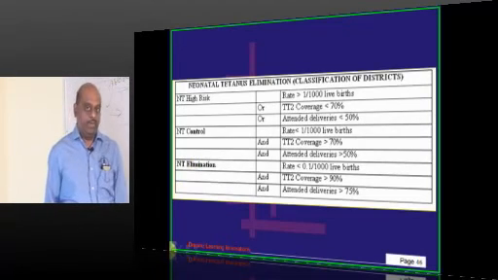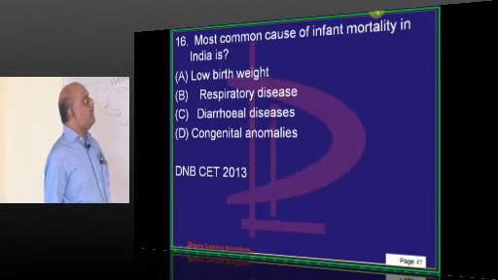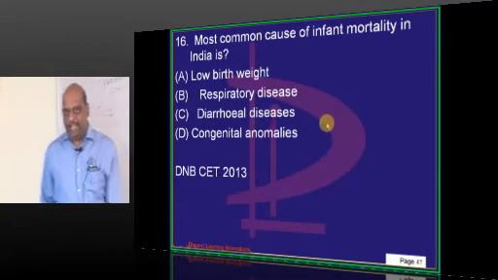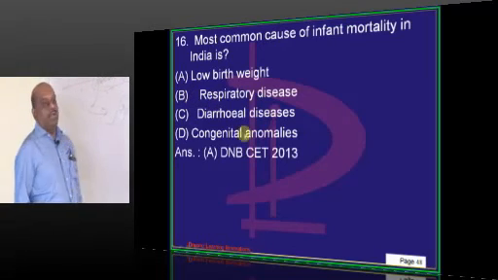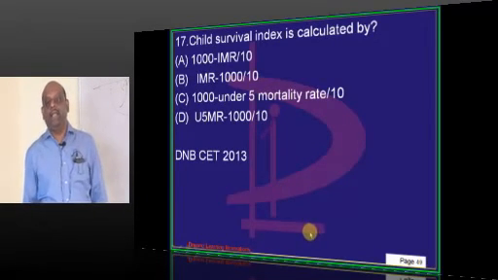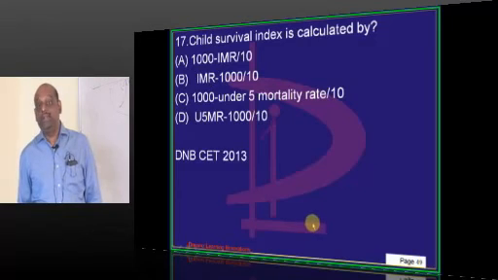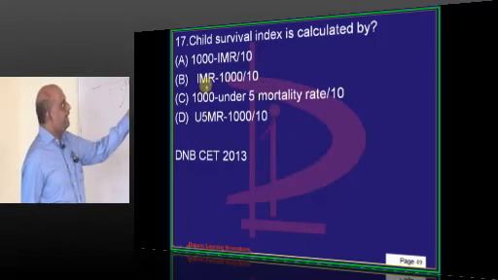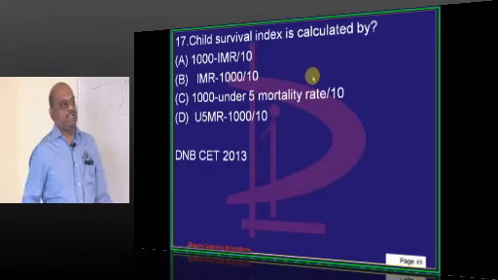Now, what is the most common cause of infant mortality in India? Typically it is low birth weight which leads to the highest cause of mortality. LBW.